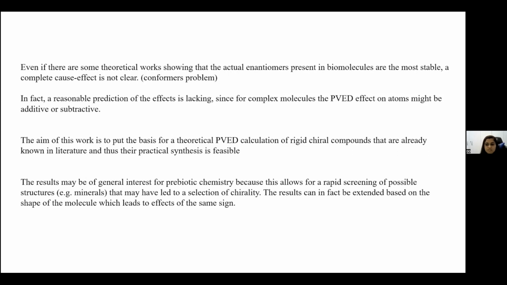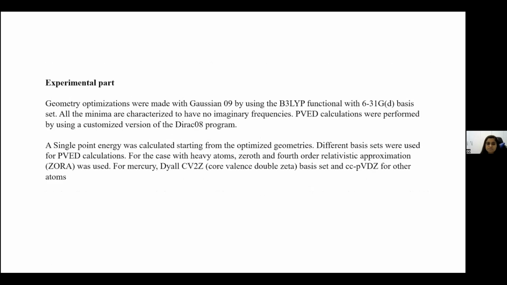The PVD calculations of rigid chiral compounds are already known in the literature, and also the practical synthesis that we are going to deal with in this topic. The results may be of general interest for prebiotic chemistry, because they allow screening possible structures to go on further in prebiotic chemistry. For the experiment, we made the geometry optimization with Gaussian 09 with the basis set B3LYP 6-31G*.